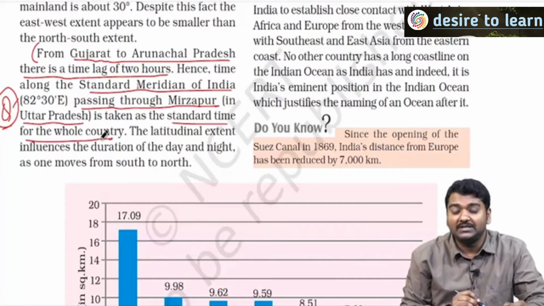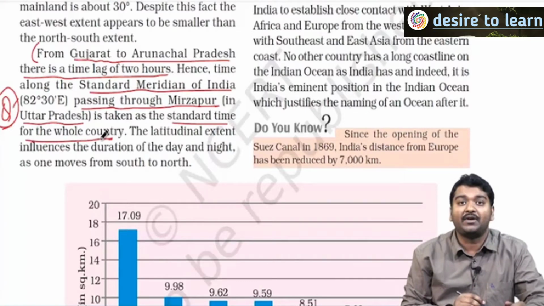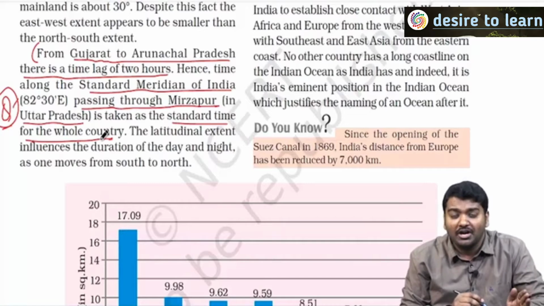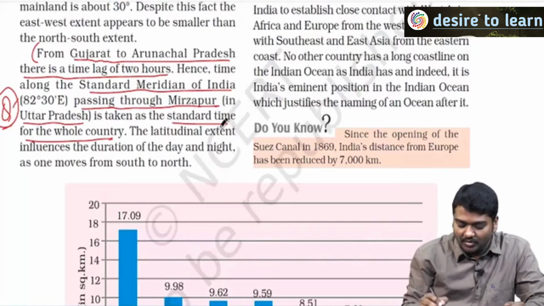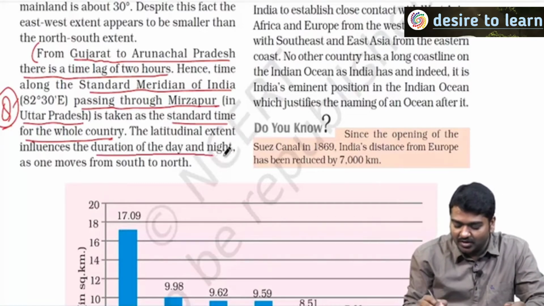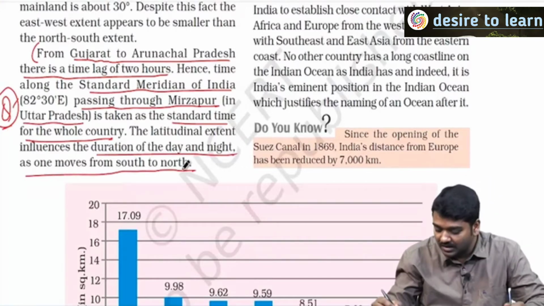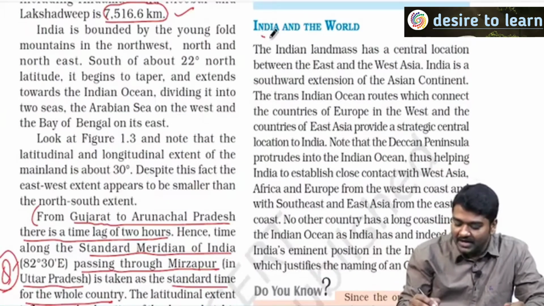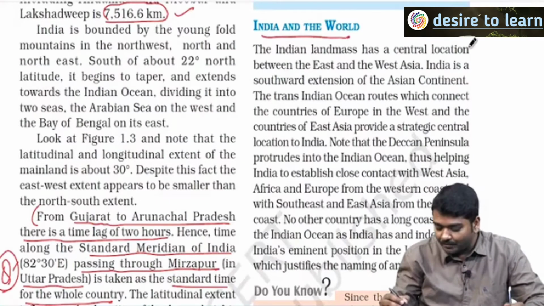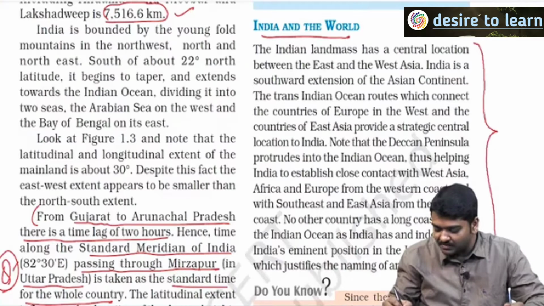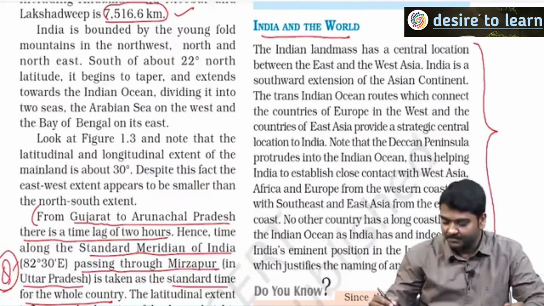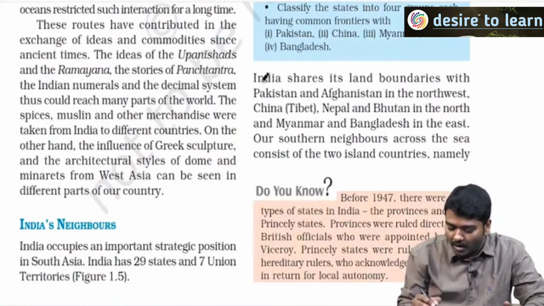I want you to see the states through which the 82.5 degree east longitude passes. The latitudinal extent influences the duration of day and night when one moves from south to north. And then I want you to look at India and the world, where this can be used in answers but is not very, very important.